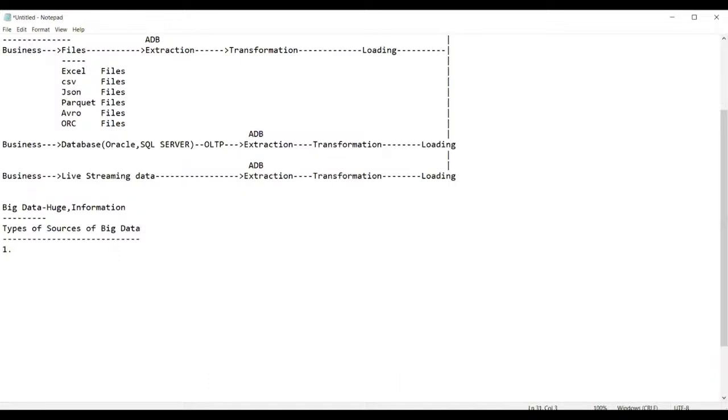The first one from where you can get the big data is called social networking sites. So what are the social networking sites, guys? Social networking sites are nothing but you have WhatsApp, Facebook, Twitter. Then you also have LinkedIn.